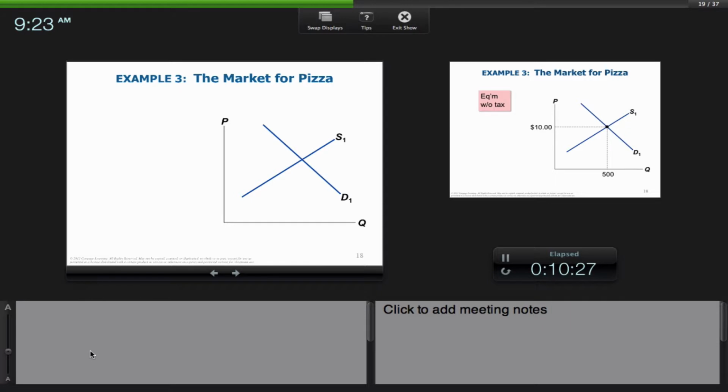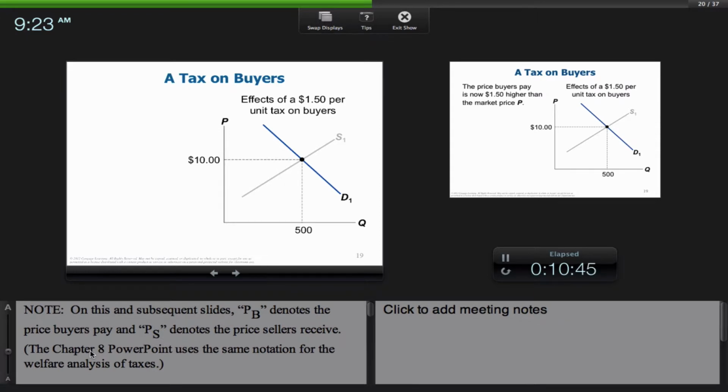Okay, so pizza. There's no tax on pizza. So equilibrium price at no tax is $10. We're going to sell 500 pizzas tax-free. Now we're going to tax each pizza sold at $1.50 a unit. $1.50 a pizza. So now that $10 pizza is going to cost $11.50. Very good math. Okay. So where does price end up on this graph? Higher. So how do we get there?